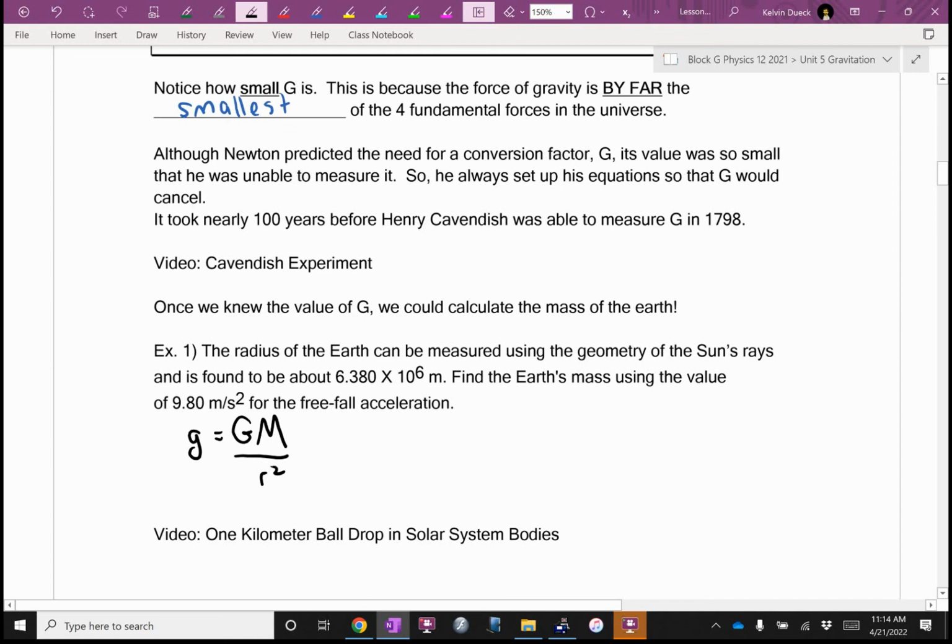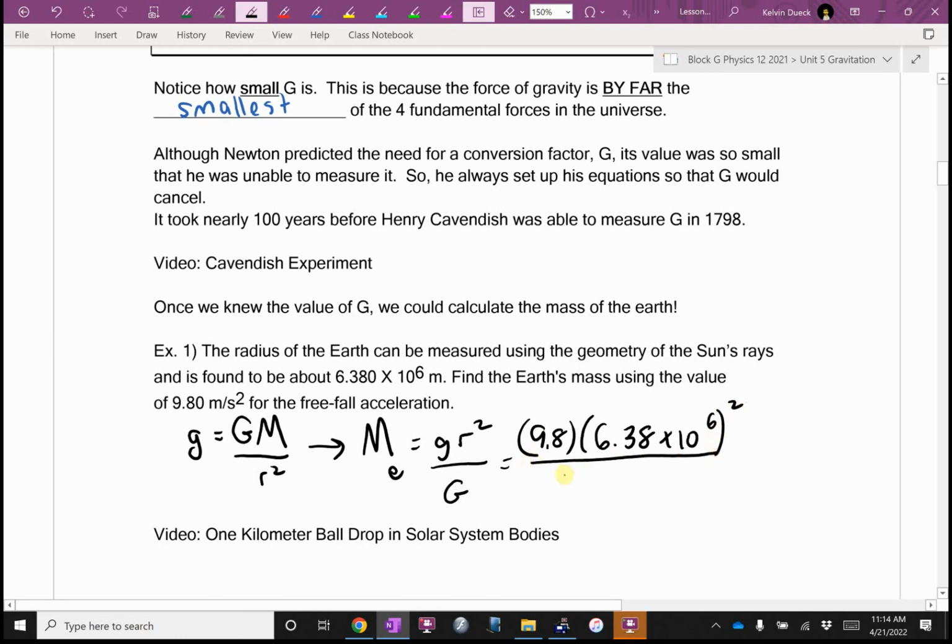How? Dartmouth, how? And times by? Yep, he did this. By hand, without a calculator. Took him a while. Little g, r squared, over big G. So little g was 9.8. R from your formula sheet was 6.38 times 10 to the 6th. Don't forget the squared. All over 6.67 times 10 to the negative 11.